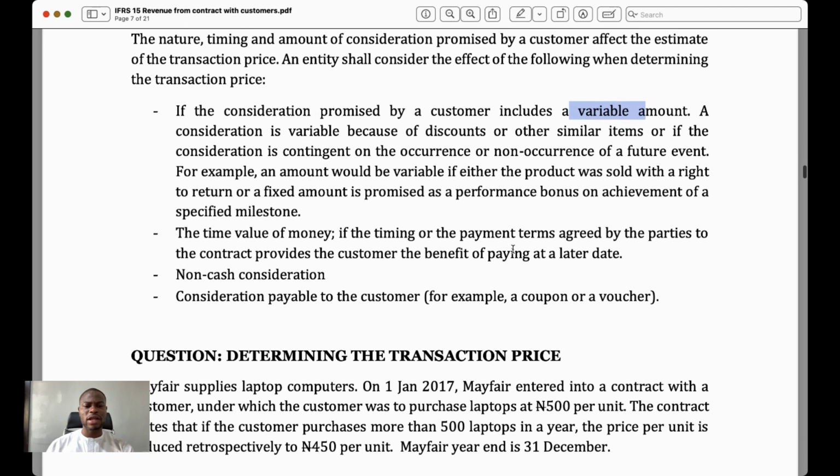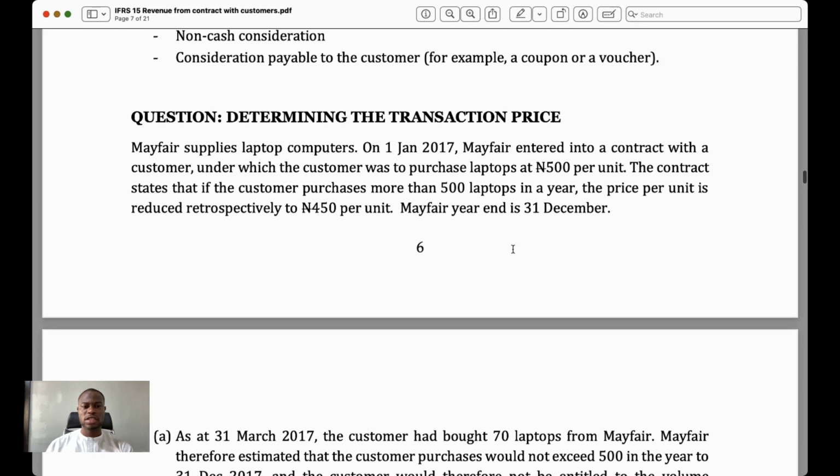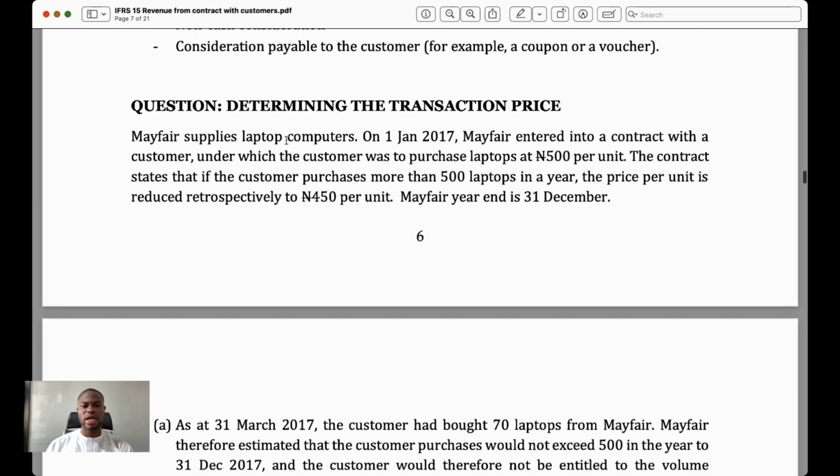Now let's look at this question, and this says that Mayfair supplies laptop computers. We're now told that on 1st January 2017, Mayfair entered into a contract with a customer under which the customer was to purchase laptops at 500 naira per unit. The contract states that if the customer purchases more than 500 laptops in a year, the price per unit is reduced retrospectively to 450 naira per unit.